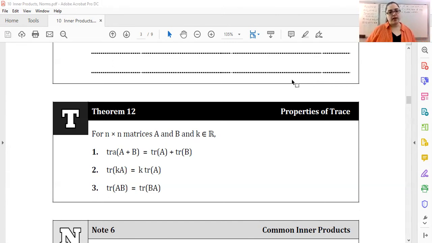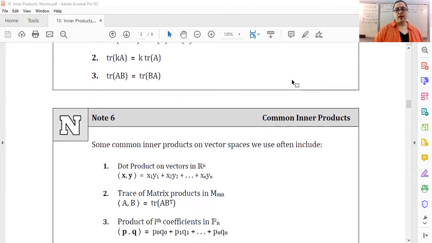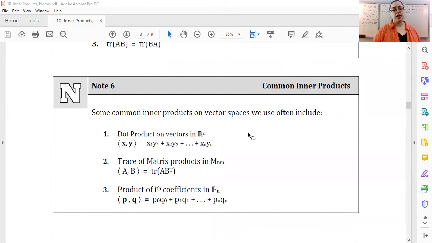We have a similar thing going on in property 2, where the trace of kA is the same as k times the trace of A. That's basically our distributive property in action here for real numbers. And then 3 is a little bit less intuitive, but the trace of a product is the same as the trace of the reverse product. Remember that matrix multiplication does not commute, but the trace will be the same if we change the order of multiplying those matrices.